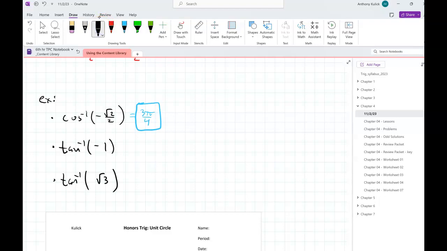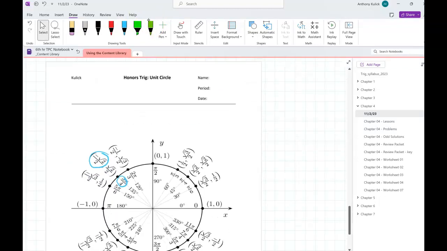Now let's do tan inverse of -1. Is -1 a real number? Okay, so it's good. We're in the domain. Let's now look for, where do I look for tangent on the unit circle? Okay, quadrant 1 and quadrant 4. But we need to remember, what is tangent in terms of the coordinates? How do I find that? So remember back from chapter 2, tangent is y over x.